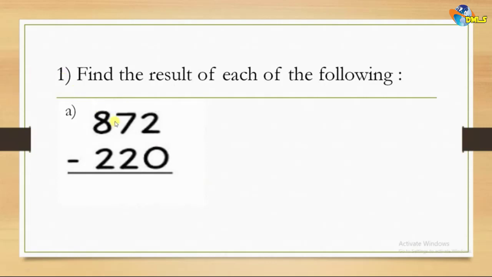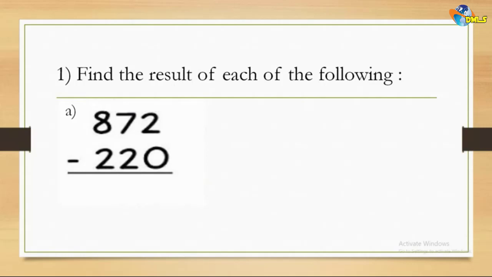Tens with tens. I will subtract 2 from 7. When I subtract 2 from 7, the result is... Let's count with me. After 2, 3, 4, 5, 6, 7. Yes, now I have 5 on my fingers. So the result is 5.